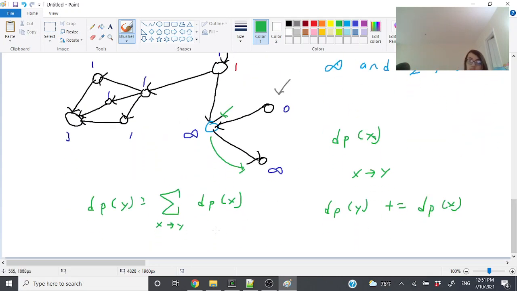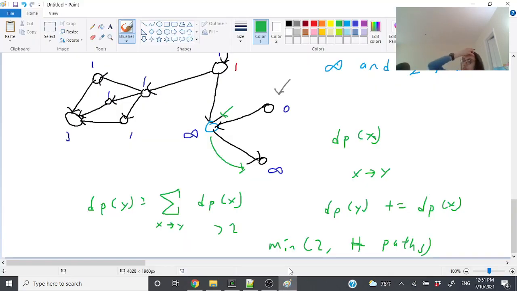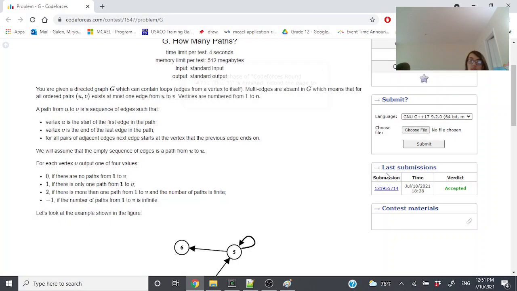If it's greater than 2, then we just take the minimum of 2 and the real number of paths, and that works because it prevents overflow. And we only care about having at least 2 anyway. It's just more than 1. So that works. And basically we do this DP in topological order, and that gives us everything. So we just need to handle infinity well.